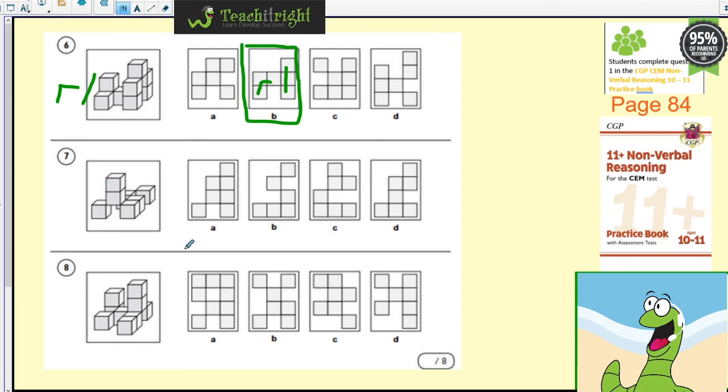Number 7, a few ways of doing this. You can go 1, 2, 3, 4, 5, 6. So that's got far too many. That's got 1, 2, 3, 4, 5, 6. That's got the right amount. That's got 7. That's got 1, 2, 3, 4, 5, 6, 7.